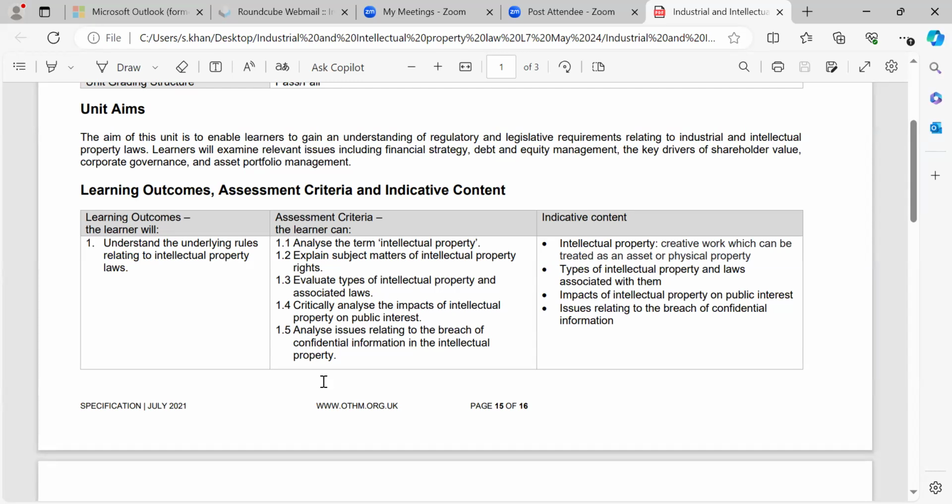And the indicative content for learning outcome 1 is intellectual property, creative work, which can be treated as an asset or physical property, types of intellectual property laws, associated impacts of intellectual property law on public interest, and issues relating to any sort of breaching of confidential information.